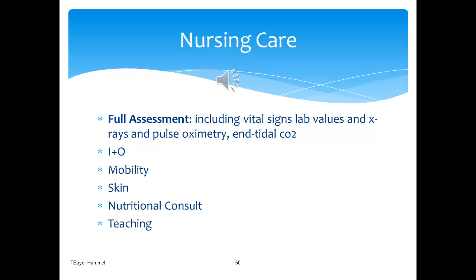Eyes and nose are important. Assessing a patient's mobility, skin, nutritional consult, teaching. Along with the skin and nutritional consult, you want to look at a patient's albumin and prealbumin, because when these values are low, it puts them at risk for increased skin breakdown. And since these patients are generally totally bedridden, we really want to pay close attention to that and prevent and intervene as soon as possible.